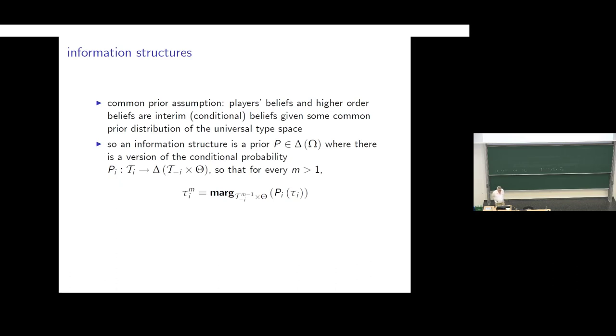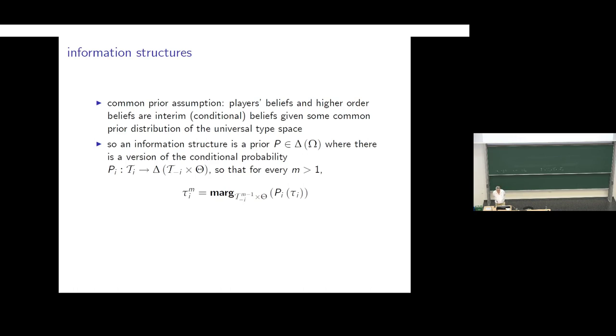are conditional beliefs for some prior distribution over the universal type space, a common prior distribution that everybody could agree on. Okay? So an information structure in this, so for me, an information structure is simply going to be a prior over states of the world, with my notation that delta of omega is the set of probability measures on omega. Okay, but it's not just any prior. The prior has to be consistent with the conditional or interim beliefs that are identified with a particular type.